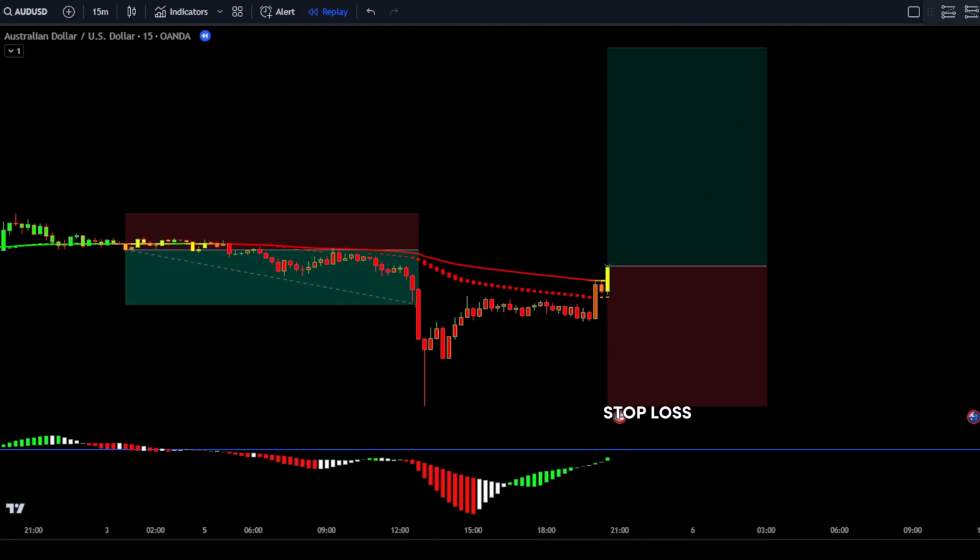Set your stop loss at the most recent swing low. Use a take profit target with a risk to reward ratio of 1 to 1.5.